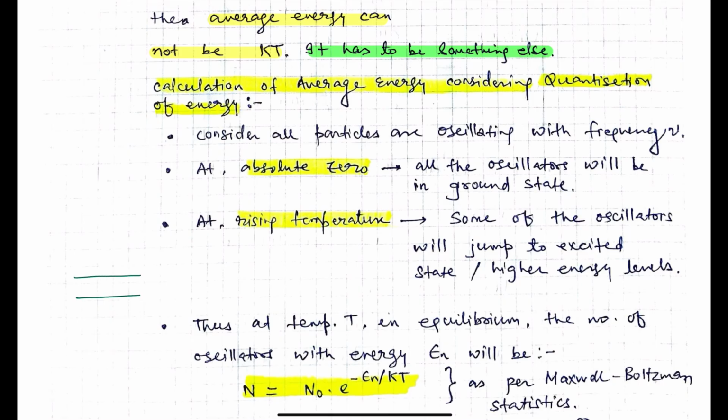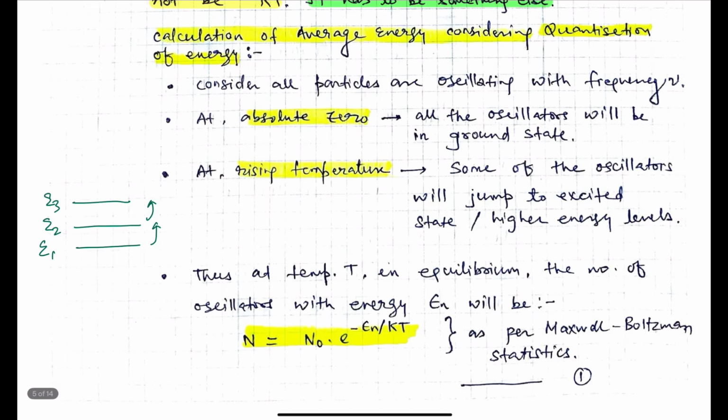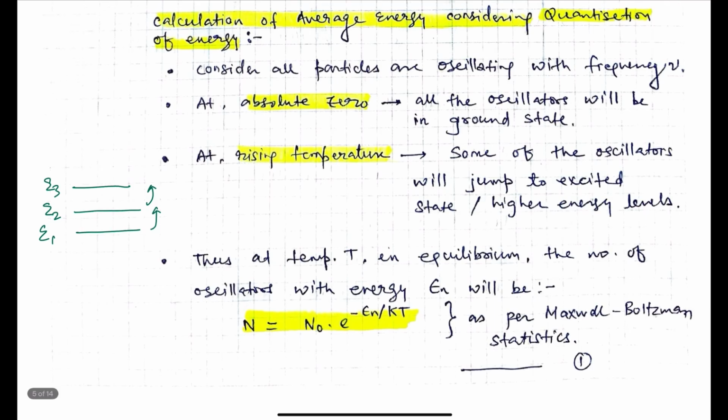So if they gain the energy, they will move upward in the energy level. Okay, this is the first energy level, this is the second energy level, this is the third energy level. So this is what happens. When you supply the energy, they will move to the higher energy level. But if they lose that particular energy, then they will come back to the lower energy level. So this is what happened.